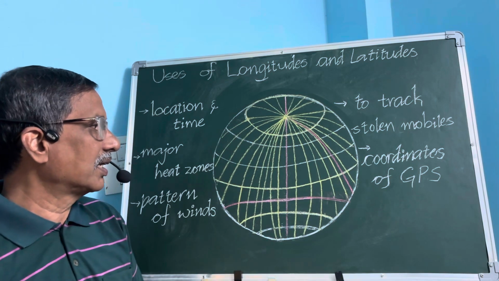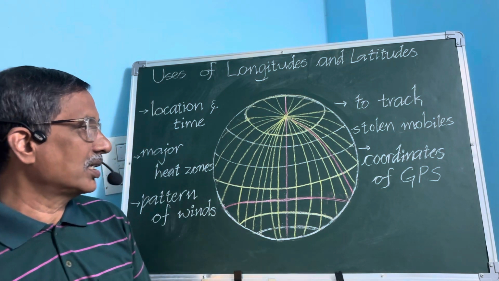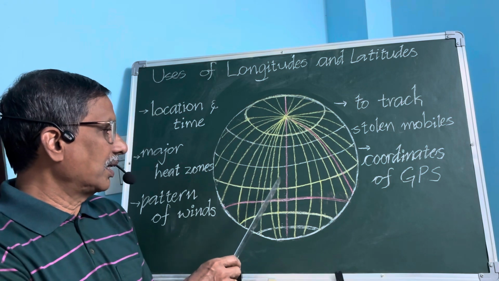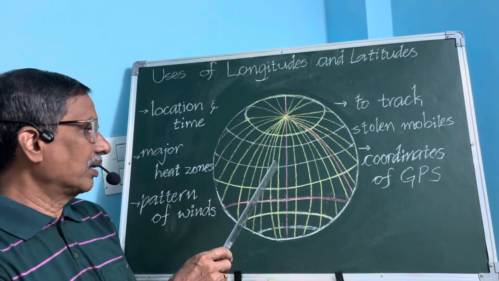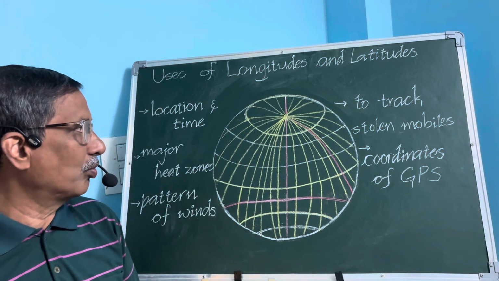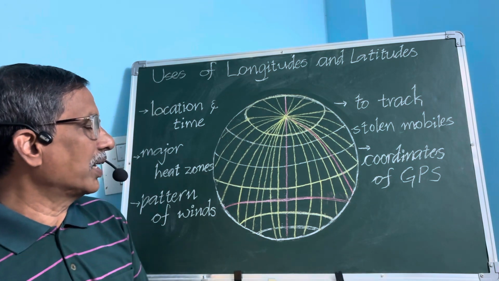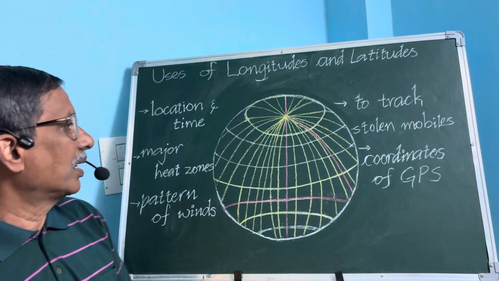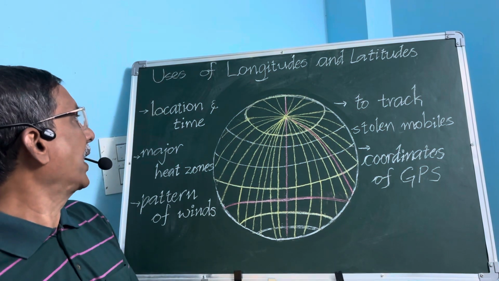of different size. The equator is the longest latitude, and the length of the latitudes decreases as we move from the equator towards the poles, and the latitude of the North Pole and the South Pole is just a point. Now let us see the uses of longitudes and latitudes.